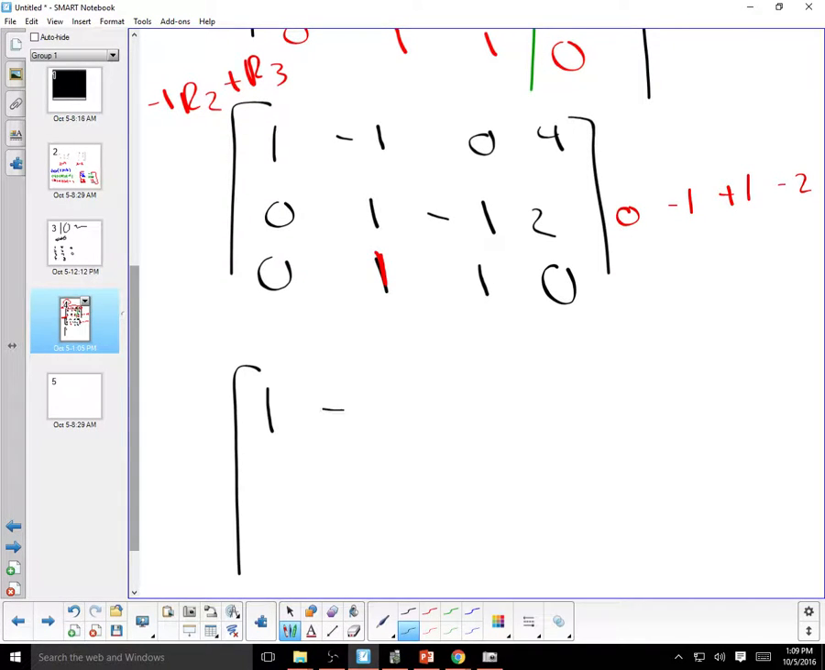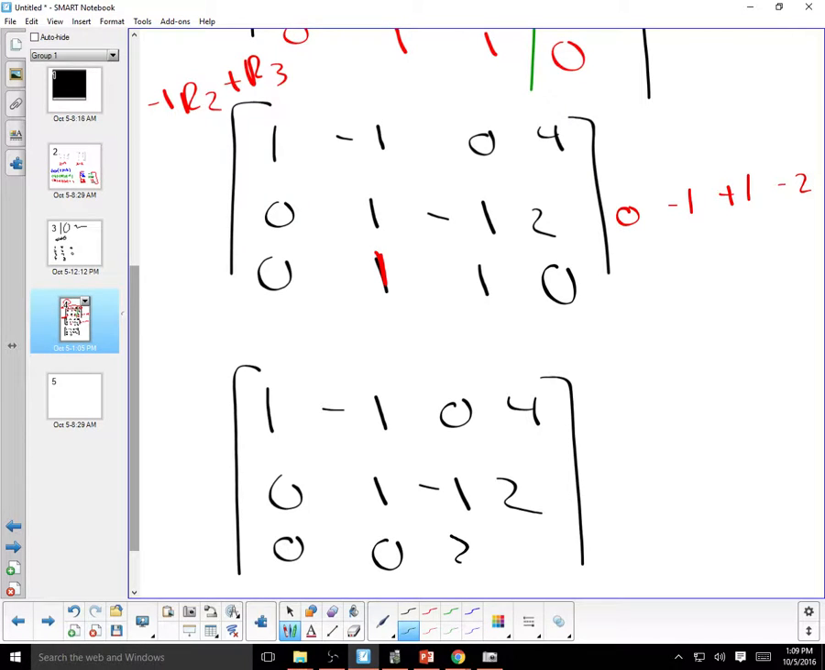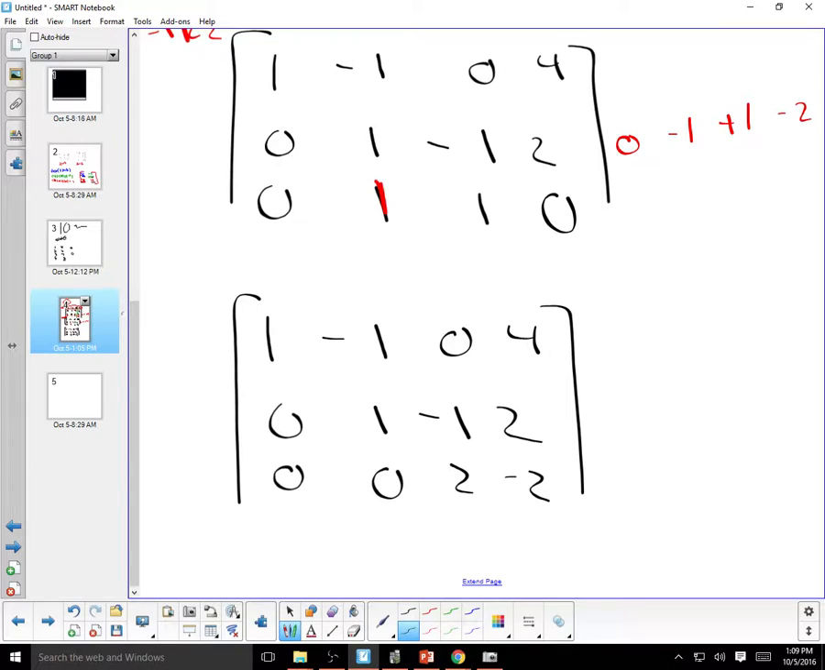So 1, -1, 0, 4. 0, 1, -1, 2. Okay, let's add them up. We got 0, 0, 2, -2. Correct? You have to make it a 1. Make what a 1? The 2.